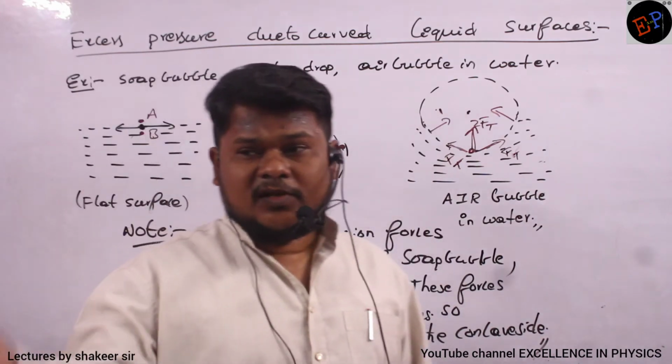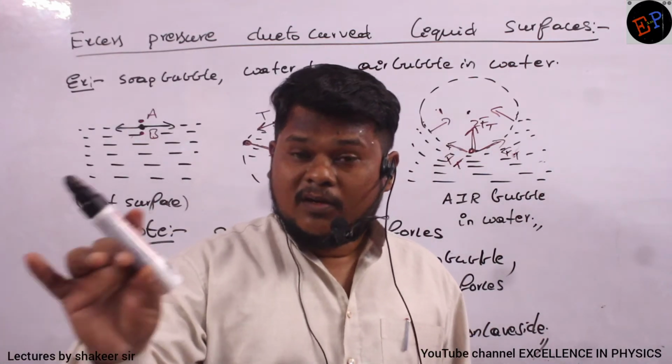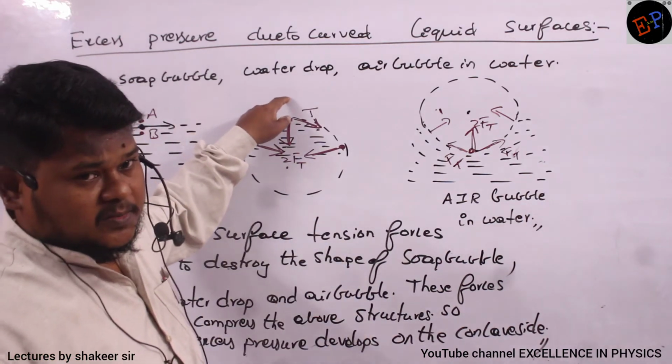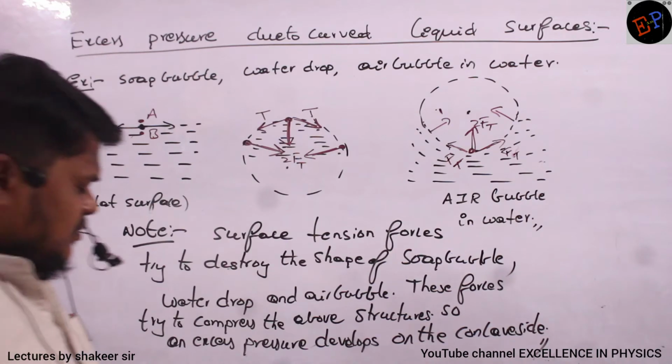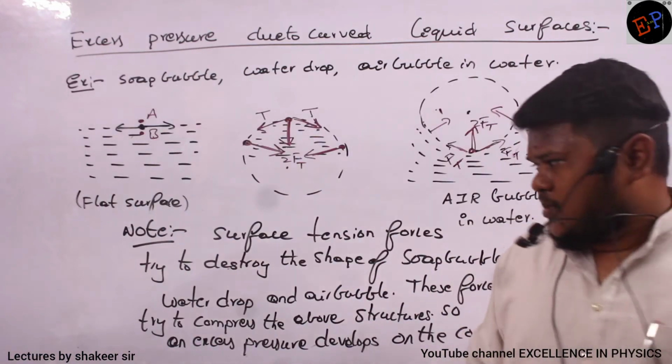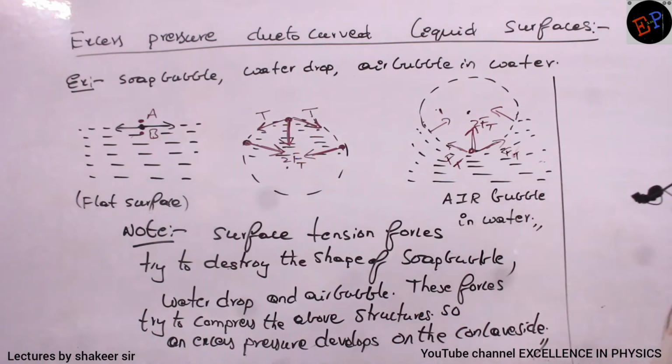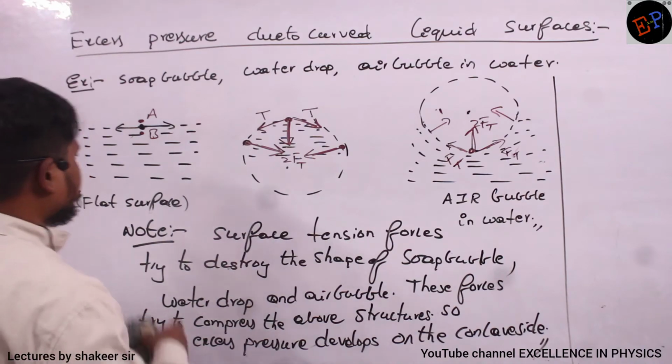So excess pressure is always present on which side? Concave side, not on the convex side. Clear? This point you should be very careful. So extra pressure is always present. So therefore, for example, let us write.